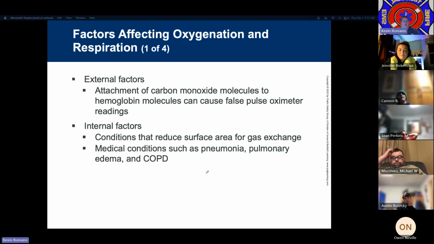All right. So internal factors, so conditions that reduce the surface area for gas exchange. We talk about pneumonia, an infection reduces that surface area. Pulmonary edema and COPD.